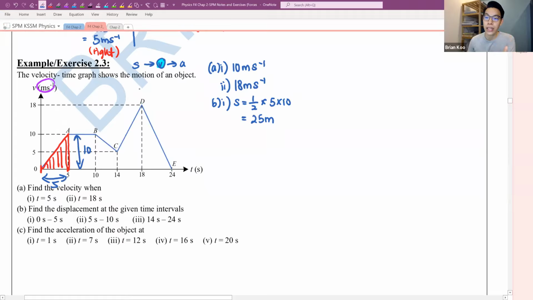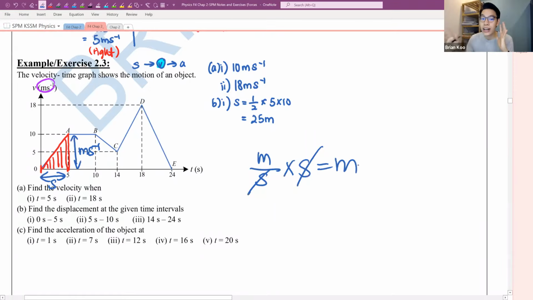And it's very natural, because how come by getting the area I always get the displacement? If I multiply the base and the height, the base here is in seconds and the height here is in meters per second. So you have meters per second, and then you times with seconds. The seconds will cancel out, and naturally it will be meters already, right?